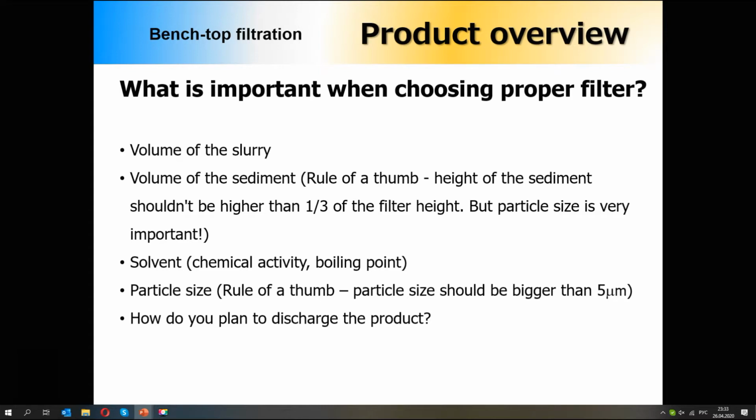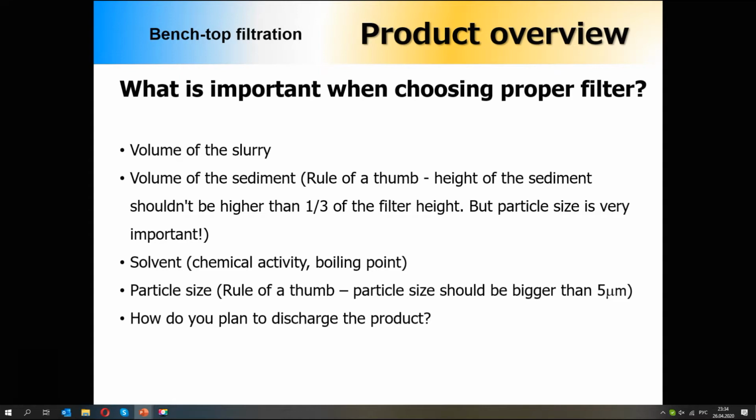So when we're talking about the volume of the slurry and the final volume of the sediment, of the solids that remain after the filtration, it is very important to keep in mind the ratio. Why am I talking about that? From time to time I get calls, and this is a real story.